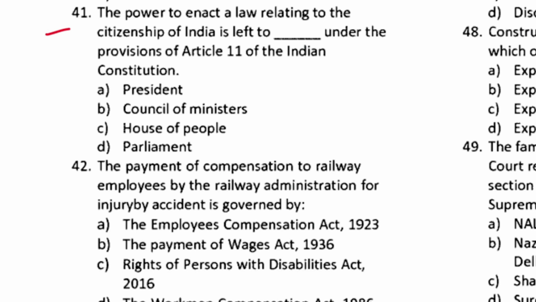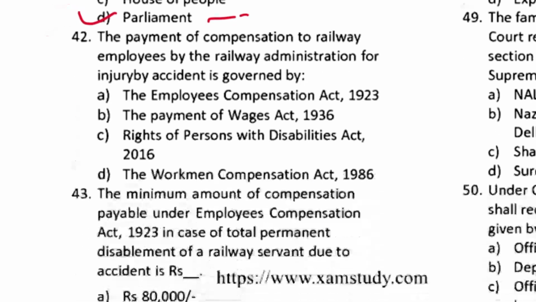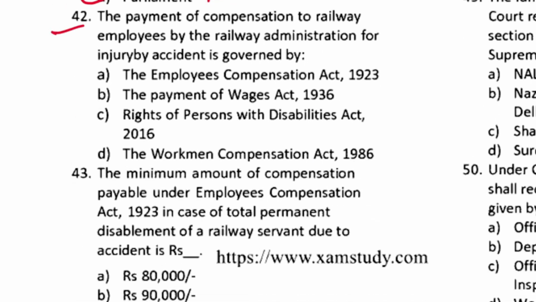Next 41. The power to enact a law relating to the citizenship of India is left to the Parliament under the provision of Article 11 of the Indian Constitution. D is the answer. Next 42. The payment of compensation to railway employees by the railway administration for injury by accident is governed by the Employees Compensation Act. A is the answer.